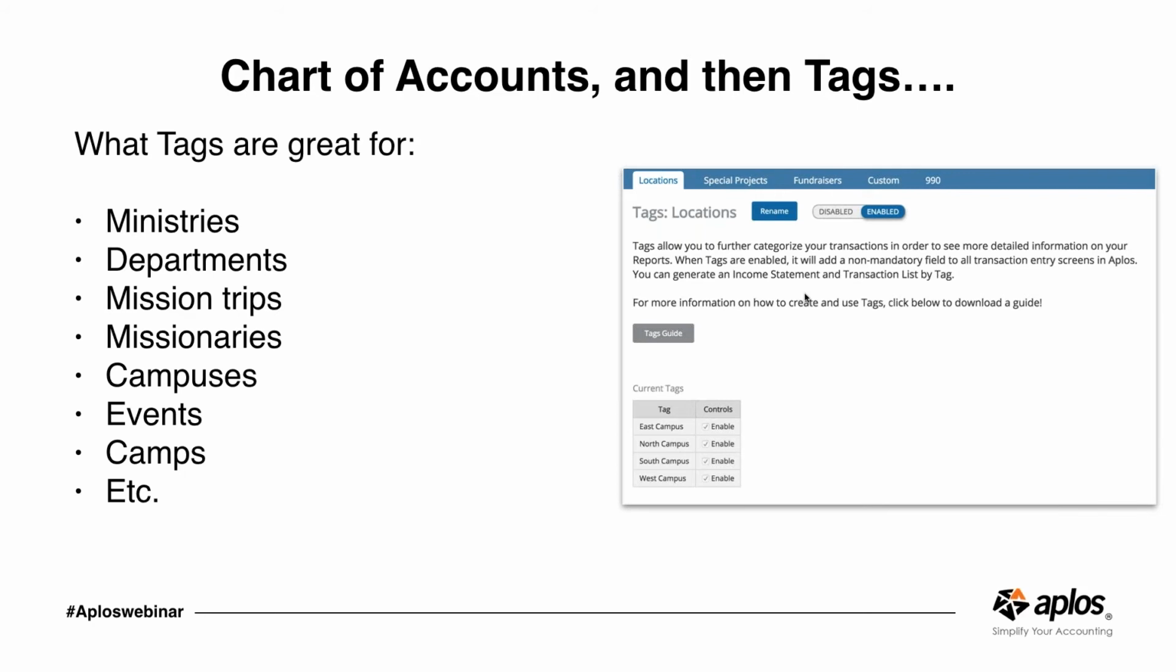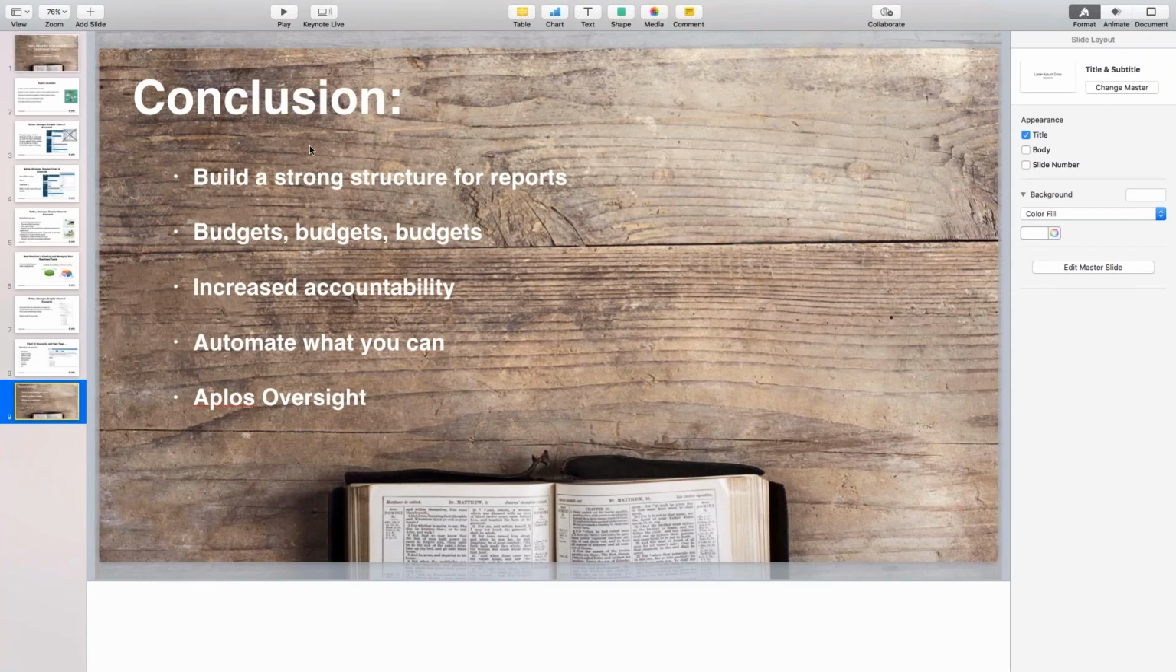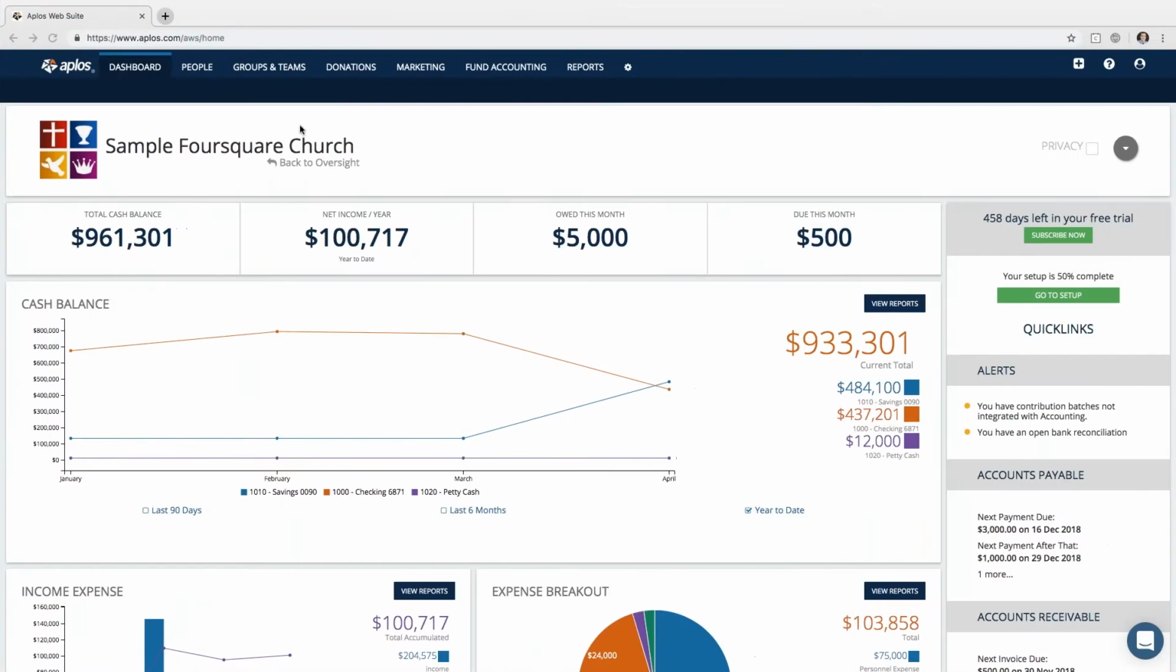So in Aplos, we have chart of accounts and then we have tags. So chart of accounts is you're going to build a lot of functionality in there, and then you're going to have tags to build more categorization and more reporting and more budgeting. Things that tags are great for: ministries, departments, mission trips, missionaries, campuses, events, camps, the list goes on. Tags are very similar to what a class is in QuickBooks. They track income and expense.